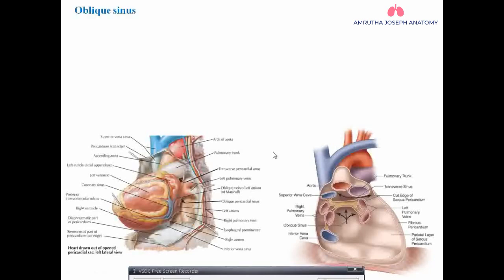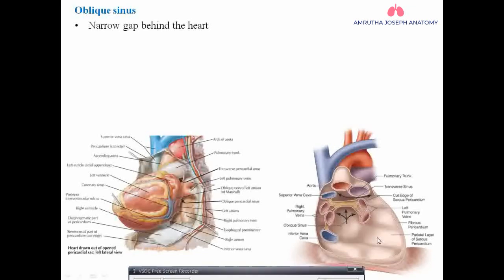Another one is oblique sinus. Oblique sinus is a narrow gap that is behind the heart. So the heart can be seen here. The posterior thoracic wall can be seen. The heart is elevated a bit to show the oblique sinus. This diagram shows the heart removed and the posterior aspect of the pericardium can be seen.